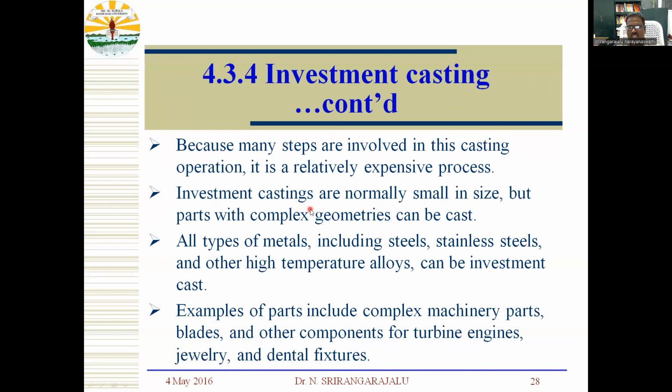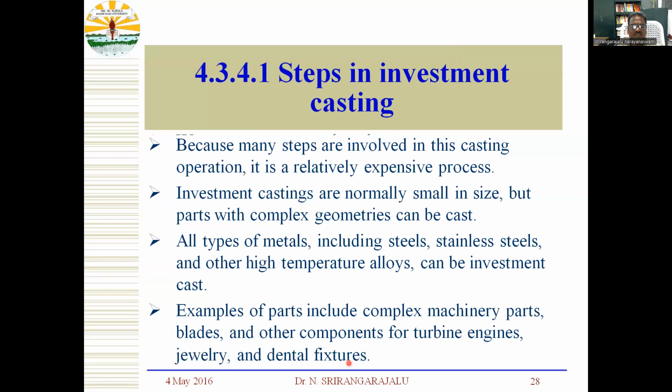Investment castings are normally small in size, but parts with complex geometries can be cast. All types of metals, including steels, stainless steels, and other high temperature alloys, can be investment cast. Examples of parts include complex machinery parts, blades, and other components for turbine engines, jewelry, and dental fixtures. These are all examples of investment casting.